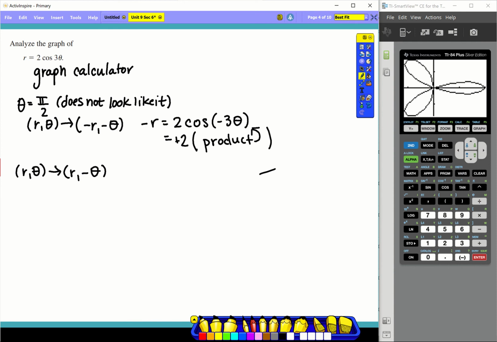Let me pull out some formulas. So let's see what we have, or we can replace it with negative r, pi minus theta. We will go ahead and use r, negative theta. So I'm going to have r equals 2 cosine negative 3 theta.